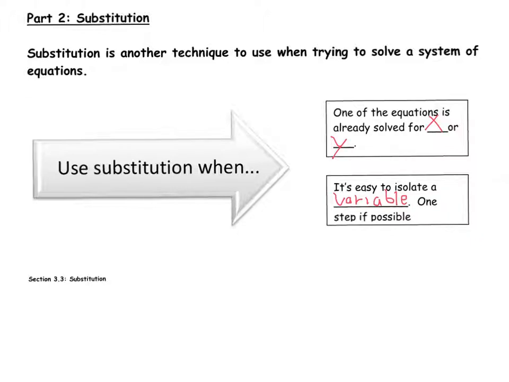Okay, so if it's easy to isolate one of those variables, you can also use substitution in that situation as well. Okay, but again, we're still finding the same thing. We're finding the point of intersection. We're finding where those two lines are going to intersect. Okay, so let's take a look at an example. Top of the next page.